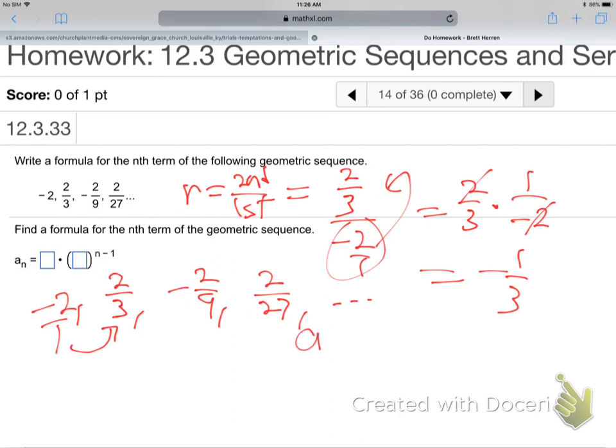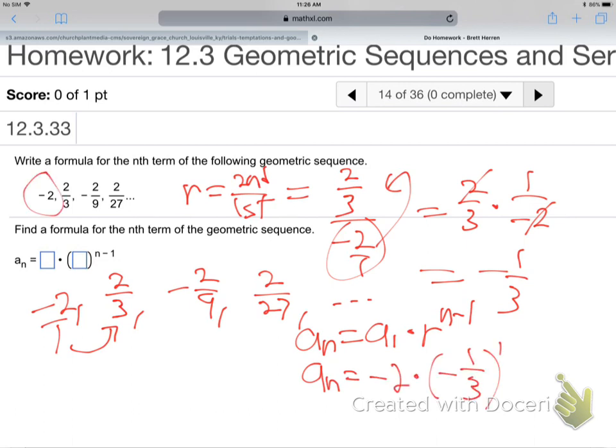So then the formula, A sub n is A1 times R to the n minus 1. A sub n is A1. A1 is negative 2 times R, which is negative 1/3 to the n minus 1. Good? Easy enough? Your favorite section so far?